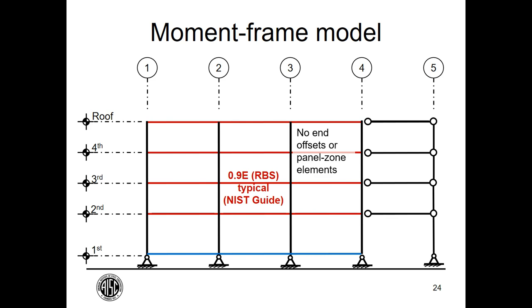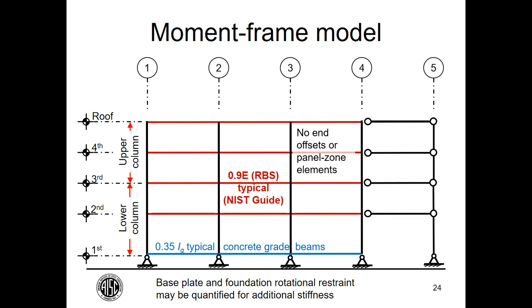We are not modeling the panel zones. We're using no rigid end offsets either, and those two simplifications more or less offset each other. We've got the lower column modeled all the way up to the 3rd floor and the upper column from the 3rd floor to the roof. So we're not including in the model, say, the extra 4 feet or so that the lower column would extend up. That's a refinement you could make that might have some minor effect on the frame stiffness.